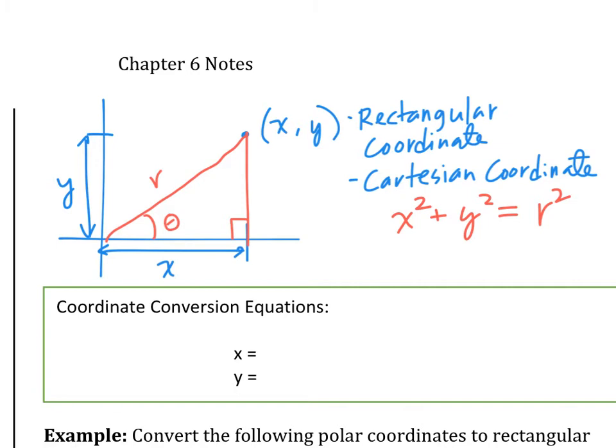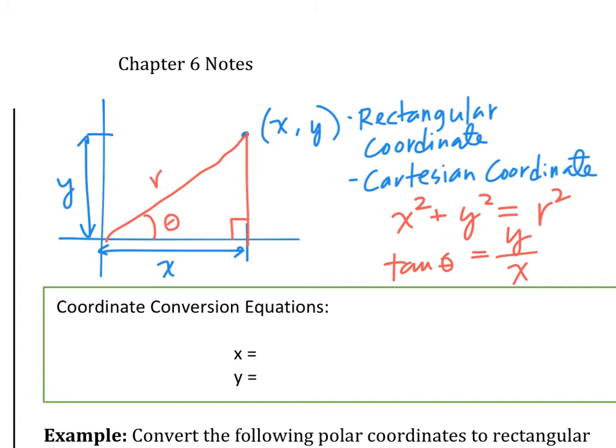Next, we need to find this angle. This angle here is unknown, but we have two sides, x and y. So x and y make what trig ratio with that angle? Tangent. Okay, tangent. So tangent theta is equal to opposite over adjacent. So this is the relationship between x, y, and r, theta, and we're going to use this to convert between rectangular to polar, and then polar back to rectangular.